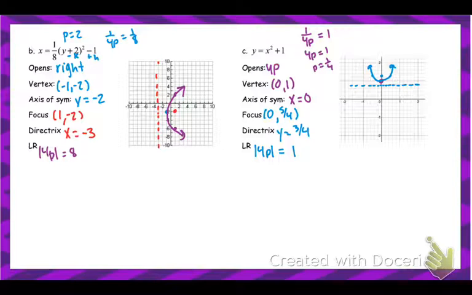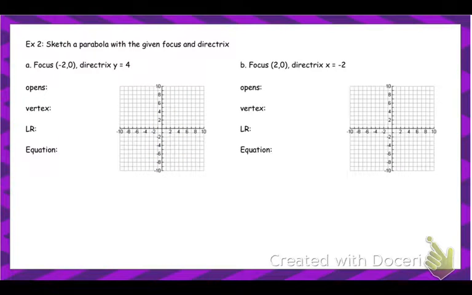All right, so now we're going to go backwards. So now we're given the focus and directrix. We're going to sketch the parabola, and we are going to write the equation. So we'll start by graphing the focus. So -2, 0 is the focus. Y equals 4 is the directrix.